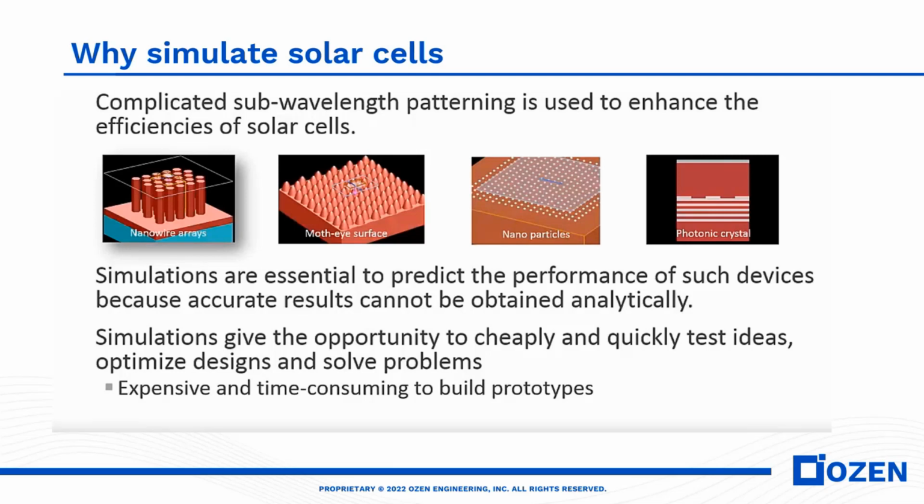Because if we want to increase the efficiency of the solar cell, we need to use sub-wavelength patterning in our structure, as you see in this picture: nanowire, moth-eye surface, nanoparticle, photonic crystal. These structures can improve our solar cell, but the results cannot be obtained analytically. We need to simulate, or we have another option: we can build a prototype and design our structure based on that. But we know that is very expensive and time consuming.